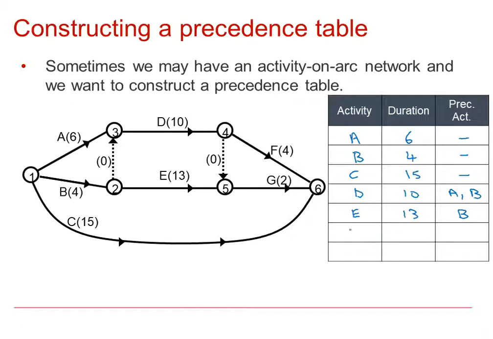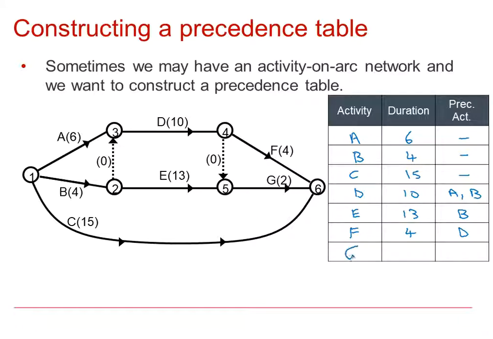F lasts for 4. So F can only start when this event has happened, and this event can only happen when activity D has finished. We don't need to worry about E because that's at the bottom end of the dummy activity. So F can start when D has finished.